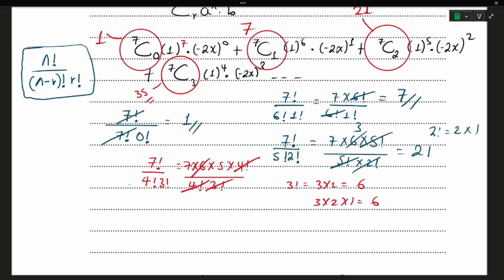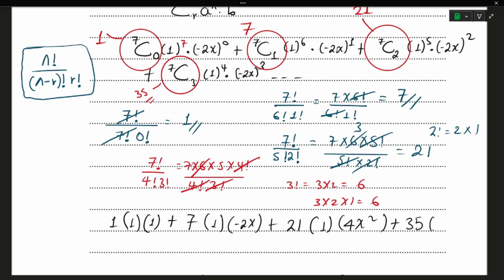So now we have 1. The cofactor of this one is 1 times 1 times minus 2x to the power of 0, which is 1. Plus we have this one, 7 times 1 to the power of 6 is 1, and we have minus 2x, which is minus 2x. Okay, good. We have 21 times 1 times minus 2 squared, which is 4, and x squared is x squared. Then the last one, we have 35 times 1 times minus 2x to the power of 3.